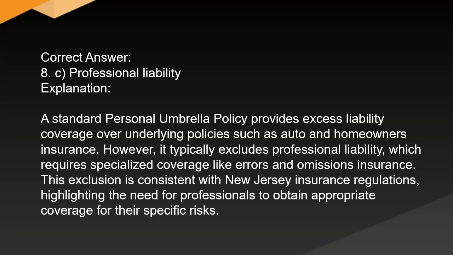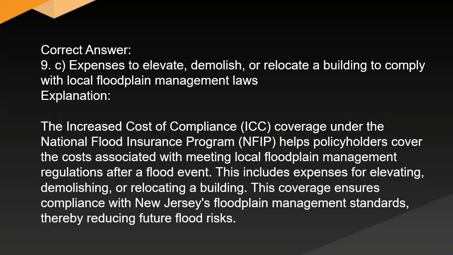Correct answer: C. Professional liability. Explanation: A standard personal umbrella policy provides excess liability coverage over underlying policies such as auto and homeowners insurance. However, it typically excludes professional liability, which requires specialized coverage like errors and omissions insurance. This exclusion is consistent with New Jersey insurance regulations, highlighting the need for professionals to obtain appropriate coverage for their specific risks.